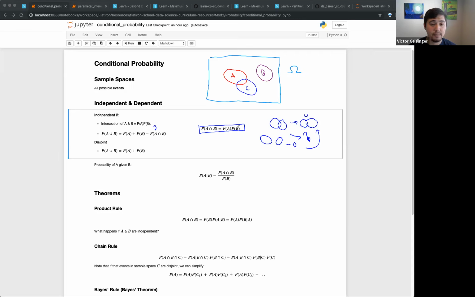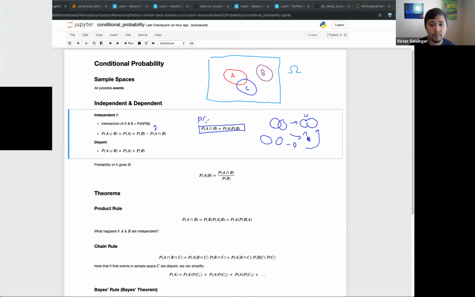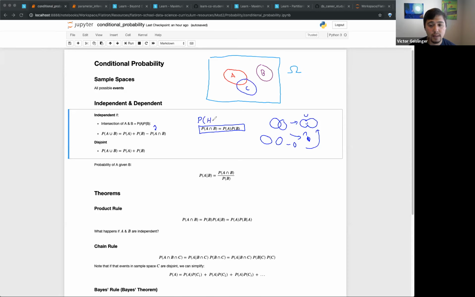So the intersection between those two, you're just saying this will happen. You can think of it like the probability of getting heads and then heads again. It's just the probability of heads times the probability of getting heads. Or if I had something like the probability of getting heads and then tails, that would just be the probability of getting heads times the probability of getting tails.